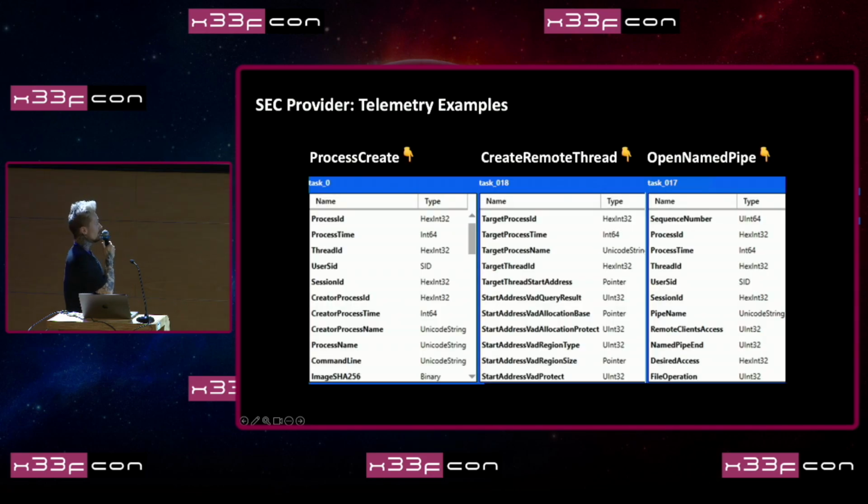So these are some examples of the process create telemetry. As you can see at the bottom, there's the SHA hash already included, command line and everything. We have create remote thread events, for example, and named pipe events, including the pipe name.